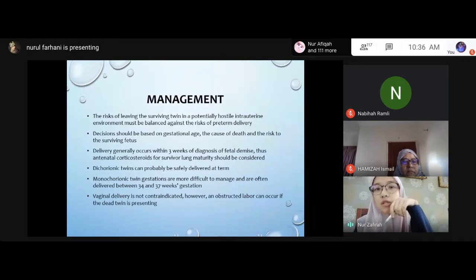However, in MC twins, it is more difficult to manage because of the complications, and they are often delivered between 34 and 37 weeks gestation. So there is a risk of prematurity in the surviving twins in MC twins.